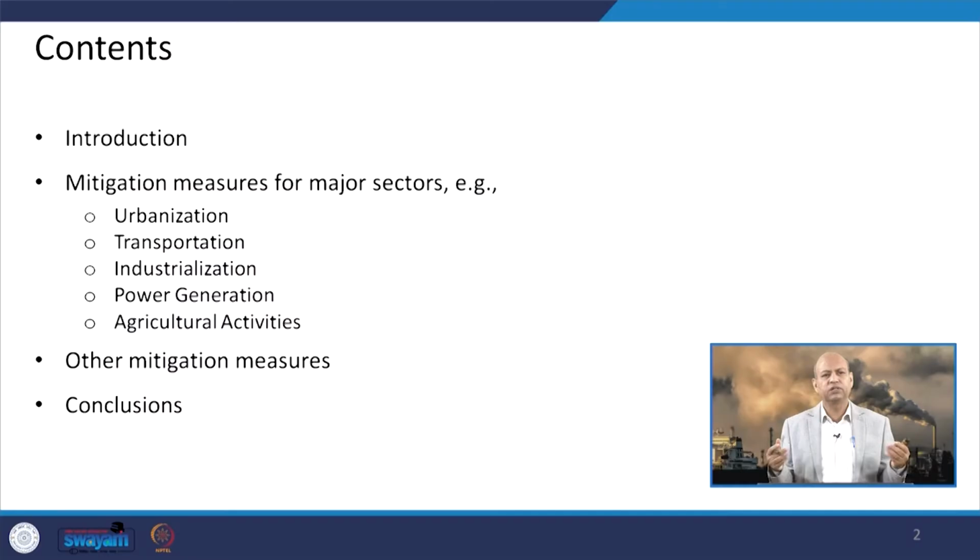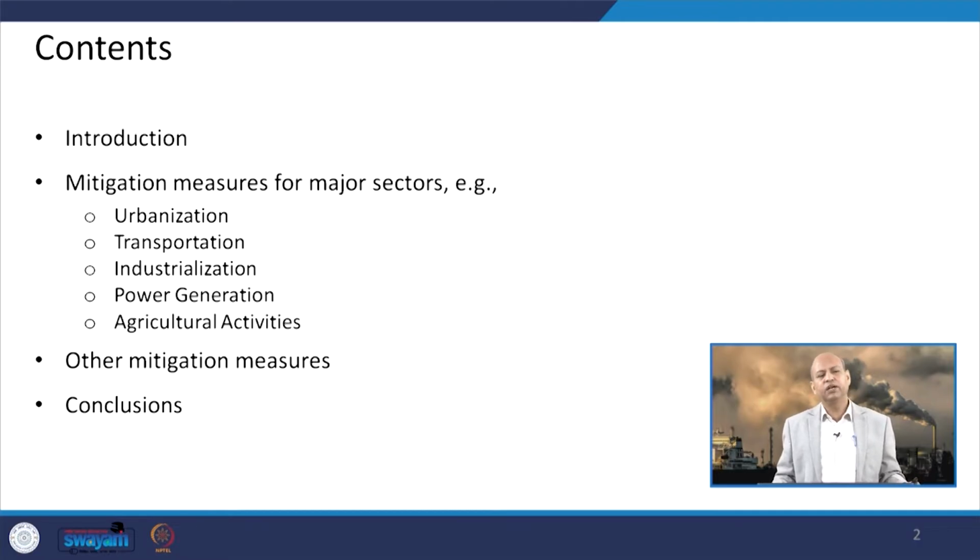We will discuss today the mitigation measures for the major sectors which have been included in this particular lecture: urban centers or urbanization, what kind of things we should take care of so that emissions are less and air quality is better. Then transportation sector related emissions, how to control or deal with them. Then industrialization, power generation, agricultural activities, then some other mitigation measures, and then we will conclude.